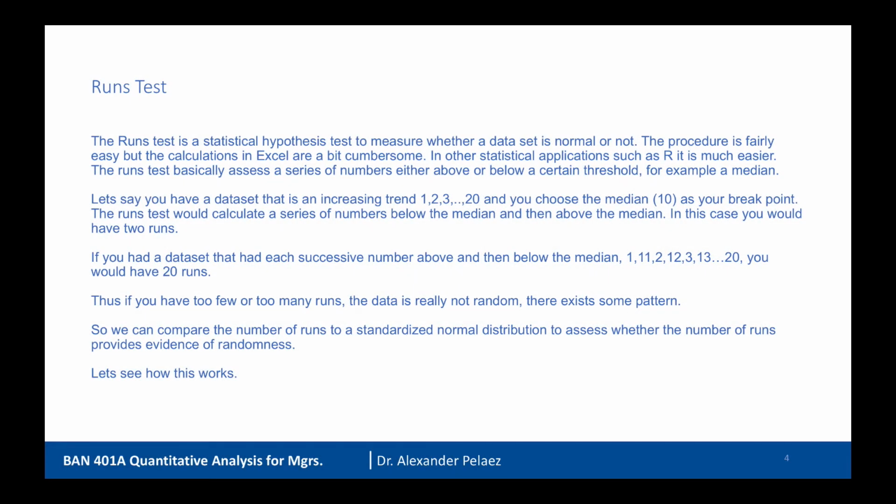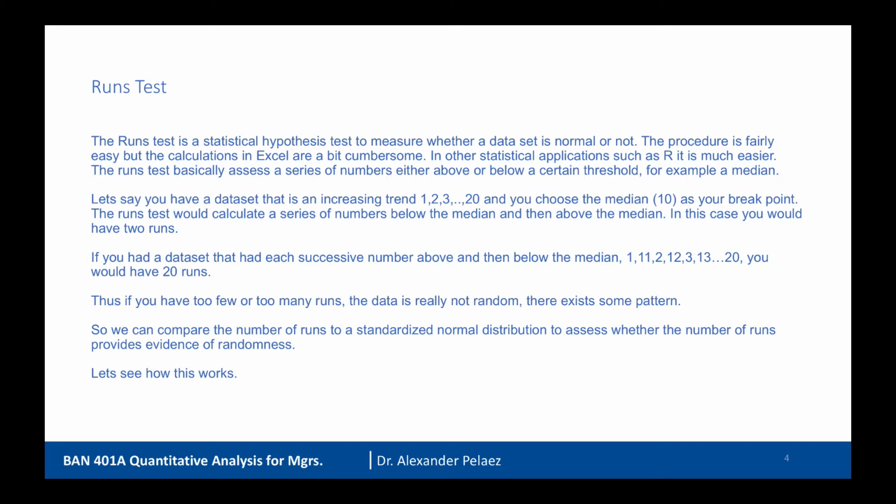Now, in the runs test, we have a statistical hypothesis test to measure whether a data set is random or not. The procedure is fairly easy, but the calculations in Excel are a bit cumbersome. In statistical applications like R, it's much, much easier. The runs test basically assesses a series of numbers above or below a certain threshold, say, for example, a median. So we're going to create a data set that has an increasing trend from 1 through 20, and you choose the median 10 as your breakpoint. In this case, the runs test is going to calculate a series of numbers that are below and above the median, and in this case, we'd have two runs.